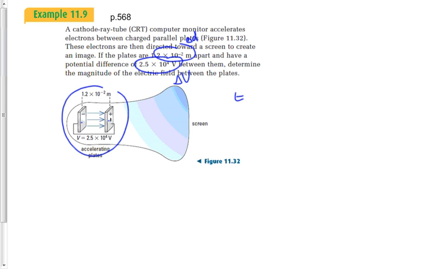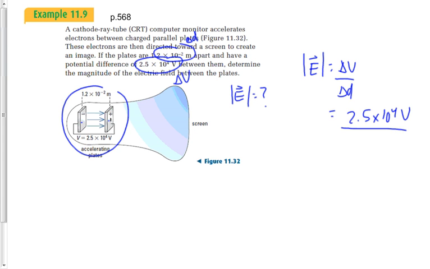I want to find the electric field. So let's say E is equal to delta V over delta D. Pretty easy question, right? Delta V is 2.5 times 10 to the 4 volts. That's a pretty big potential difference compared to what you see in a battery of 1.5 or 9 volts. Delta D is 1.2 times 10 to the negative 2 meters. We do the math there. 2.5 divided by 1.2 is going to give me 2.08. Just hold on one second, guys. 2.08 times 10 to the 6 volts per meter or newtons per coulomb.